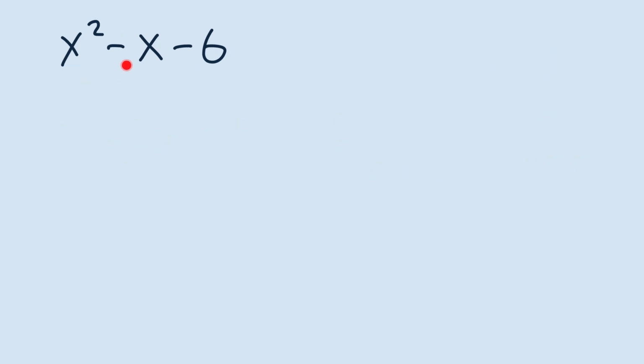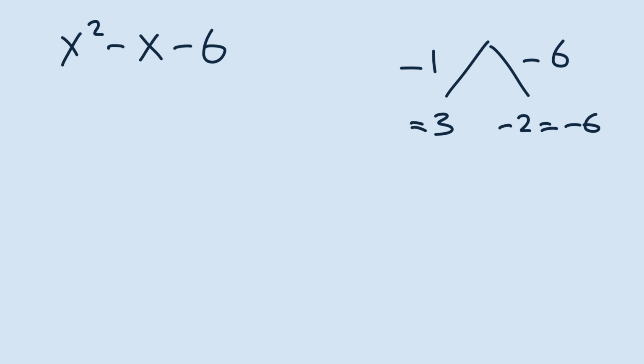What about this question? X squared minus x minus 6. So I have to find two numbers that multiply to give negative 6 and add up to negative 1. Let us start with 3 and negative 2. 3 times negative 2 is negative 6, but when we add up 3 plus negative 2, it is positive 1, which is the opposite of negative 1.